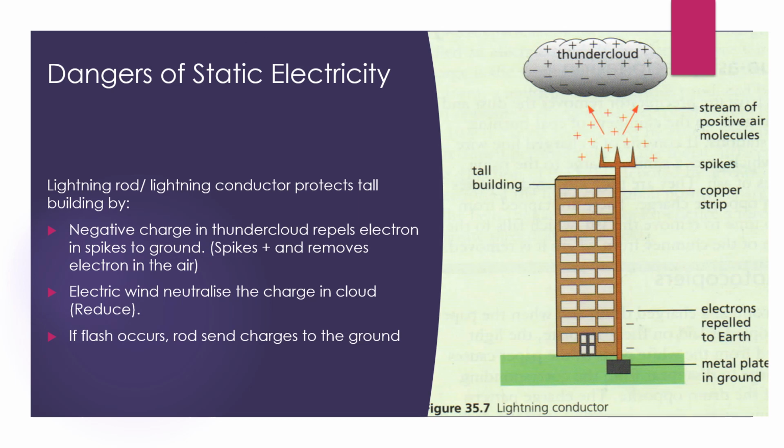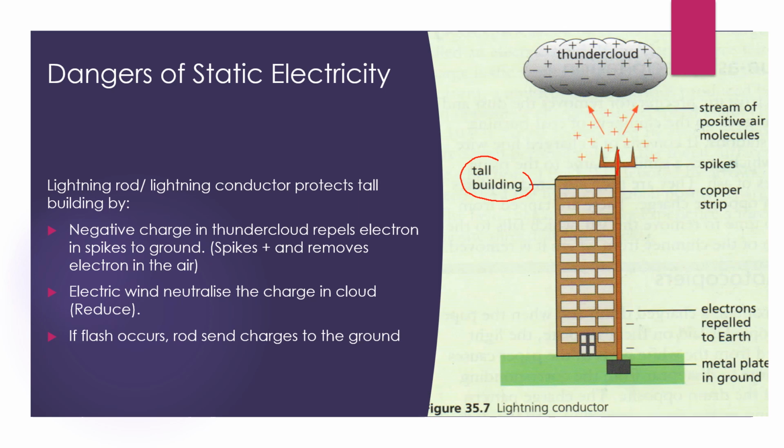Now we are going to study the danger of static electricity. Static electricity has disadvantages. You learned in my last video that the lightning in the cloud is dangerous and can cause damage. How do we overcome this? If we have a tall building, it already has lightning rods. So what is a lightning rod? A lightning rod is just a conductor, usually made from copper, and you can see this on the tall buildings in our school. At the top, at the roof, there is a sharp metal like this. So this is the lightning rod.